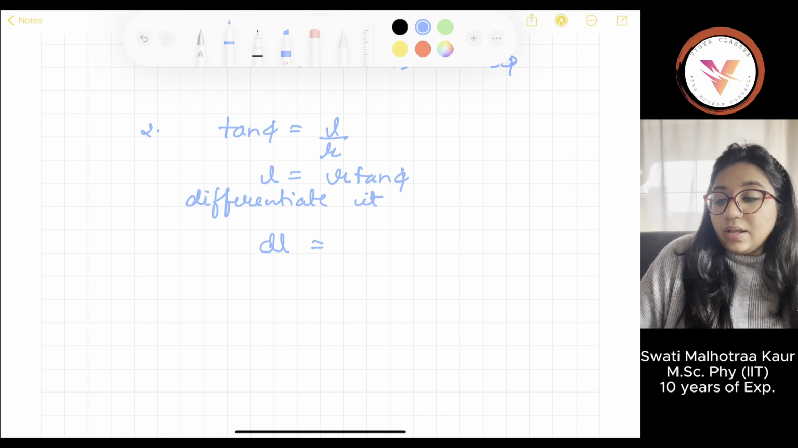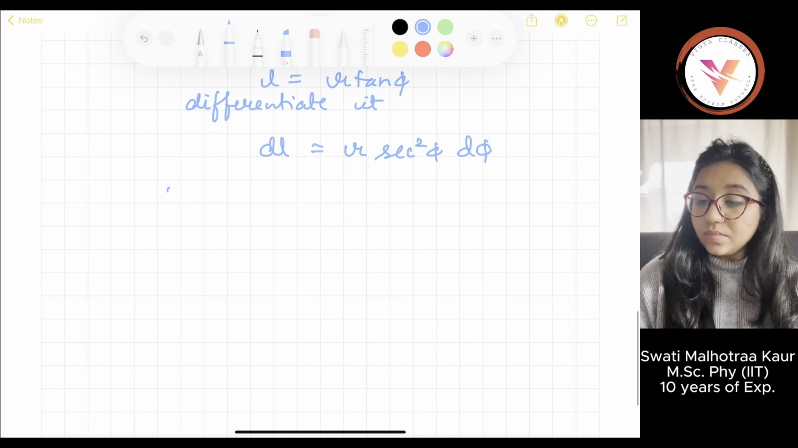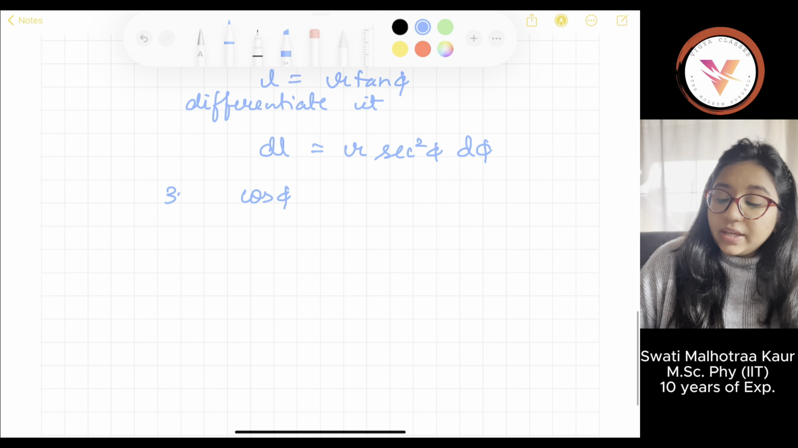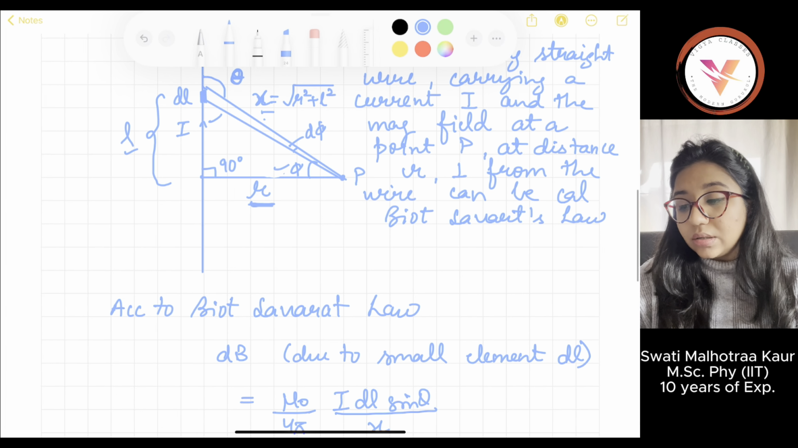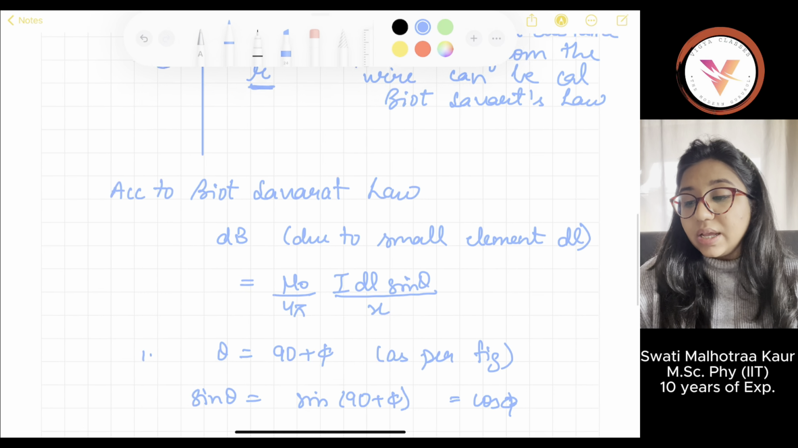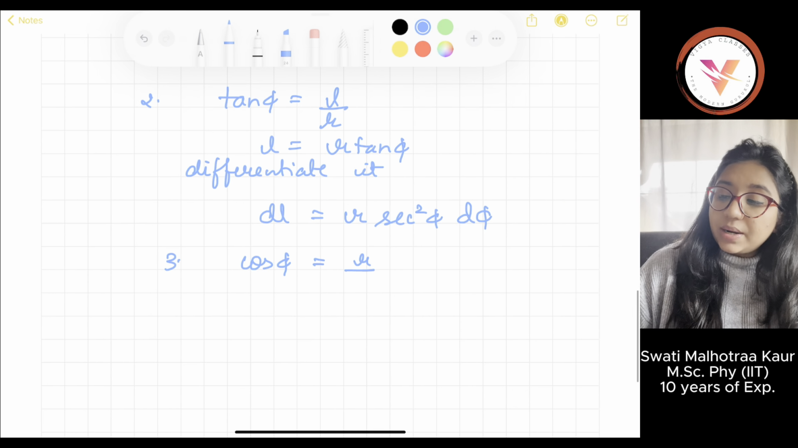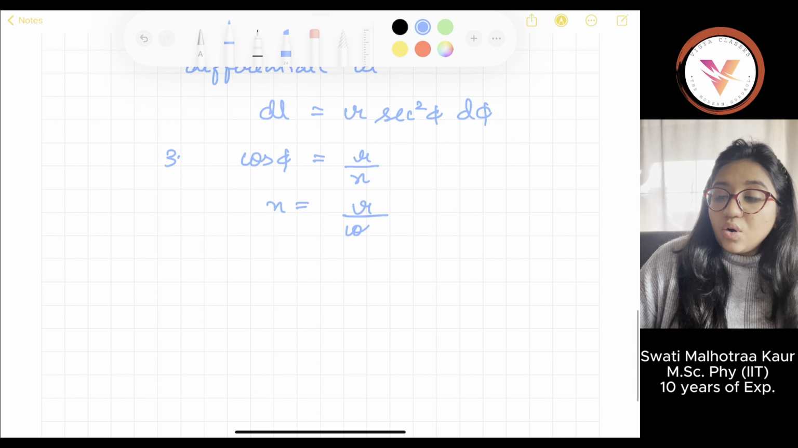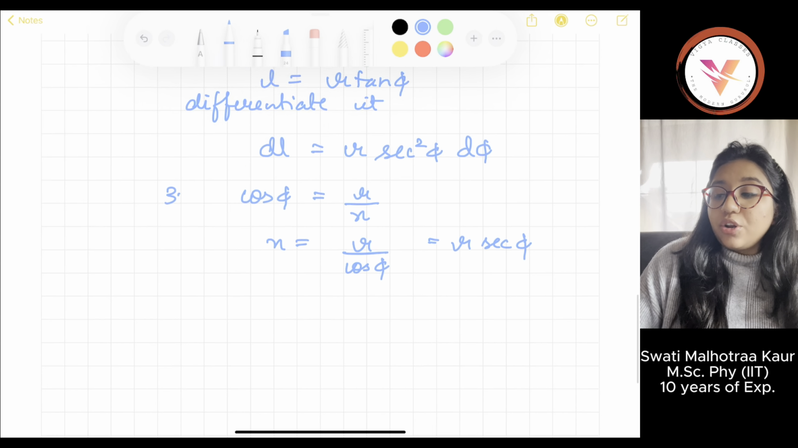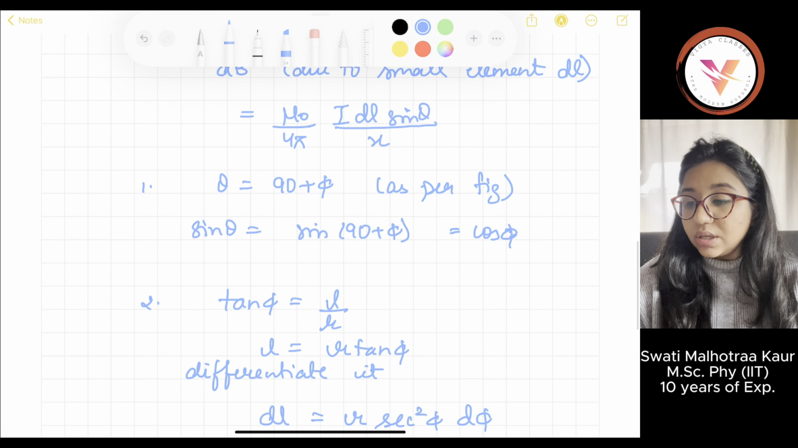Okay. And then for x, which is the hypotenuse, again R is a constant. So we can use cos phi. So third is cos phi, which is base upon hypotenuse. Base is R. This is the angle, and hypotenuse is x. So it's R by x. So simply your x will be R over cos phi, that is R sec phi.